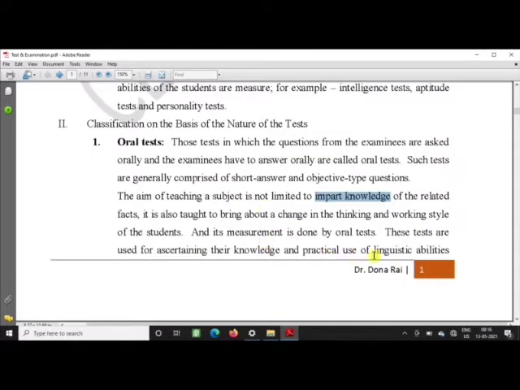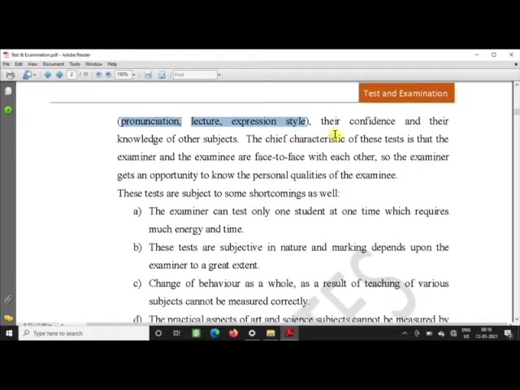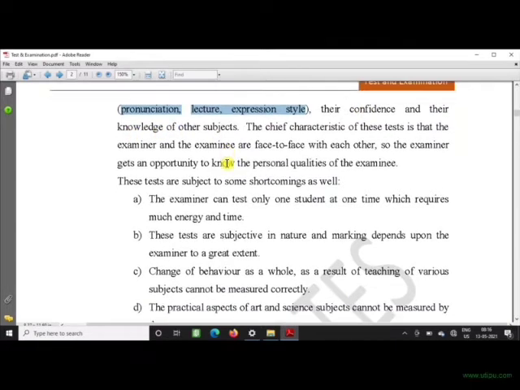And like I said, vocabulary skills can be checked, linguistic abilities can be checked, their pronunciation, lecture expression style, everything can be checked through oral test. Their confidence, the knowledge of other subjects and all, any kind of questions can be asked during oral test, and you can check how they will deal, even if they do not know the answer, how they are going to deal with that situation.